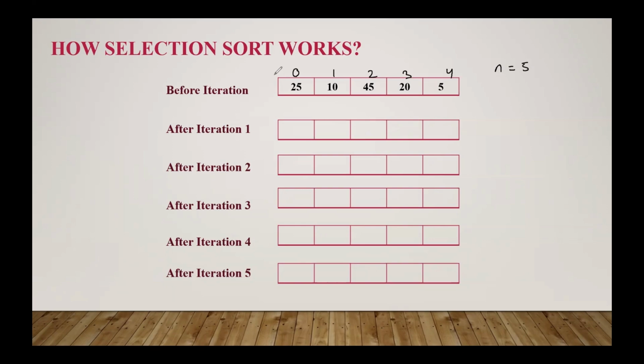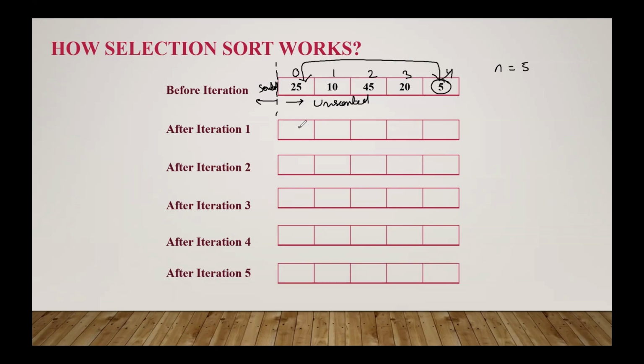Now, as I have already told you, the entire list is divided into two parts. The first one is the sorted, the second one is the unsorted. So this is, for example, sorted, this is unsorted. Now we have to find the minimum value. Which one? 5 is the minimum value. So we have to swap the 5 with the first position of the unsorted array, which is 25. So we have to swap these elements, 25 and 5.